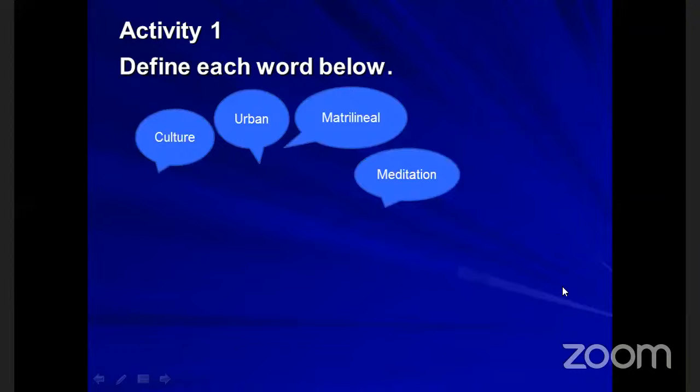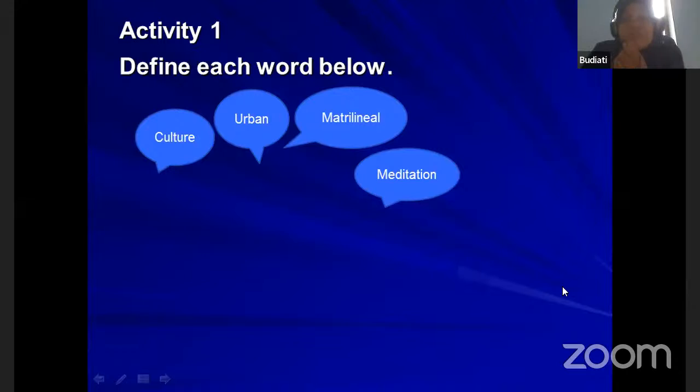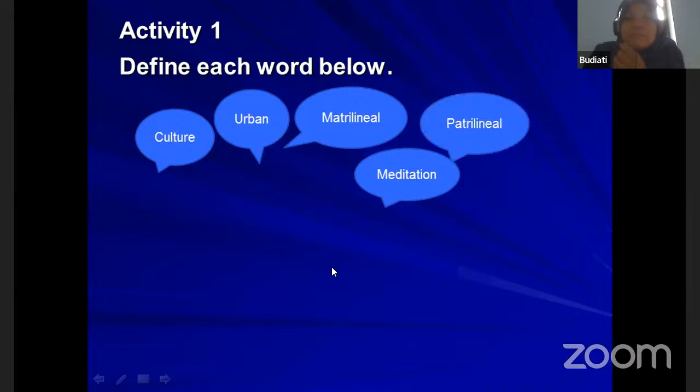Yes, ma'am. Meditation is focusing the mind to reach something. Okay, focusing the mind to get something, to reach something, to reach the moksha. For the Hindus, they say about reaching the moksha. Yeah. Okay. Thank you. I'd like to call others. Yes. Okay. Now let's go on to the next.